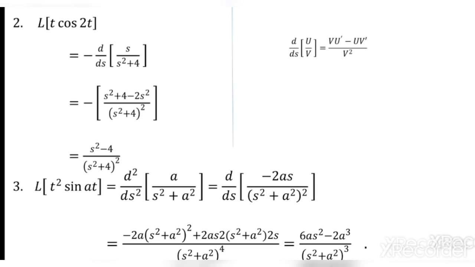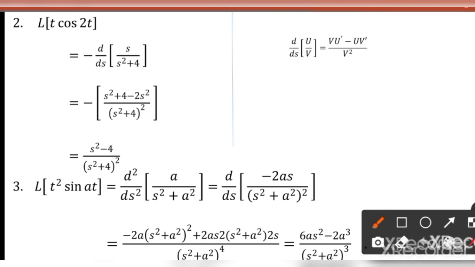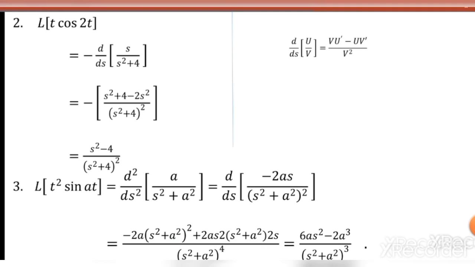So this we can simplify further; the best method is by taking common coefficients in the numerator. The common term is s square plus a square. Here s square plus a square the whole square, take it out. So one s square plus a square cancels with the denominator power 4, leaving s square plus a square the whole cube. So the numerator is simplified by removing s square plus a square. So finally what we get is 6a square minus 2a cube, just check it. The numerator now gives 6a square minus 2a cube by s square plus a square the power 3.